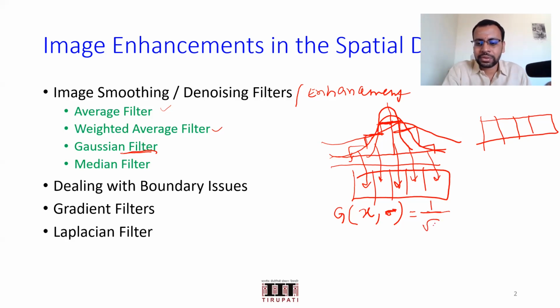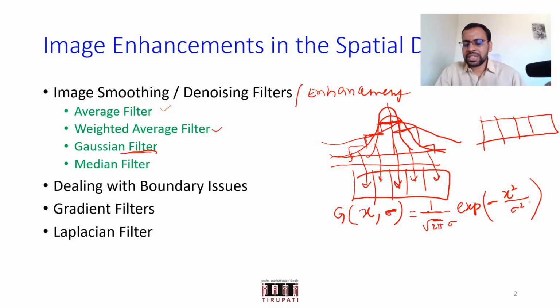1 over root of 2 pi sigma, root 2 pi. Is sigma inside the root or outside the root? Outside. Right. Sigma times exponential of minus x square by 2 sigma square. Just sigma square, right. That's the expression. Of course, we are taking a Gaussian centered at the origin because this is the filter. You take it and keep this center at each pixel, so I don't have to consider a mean value there.